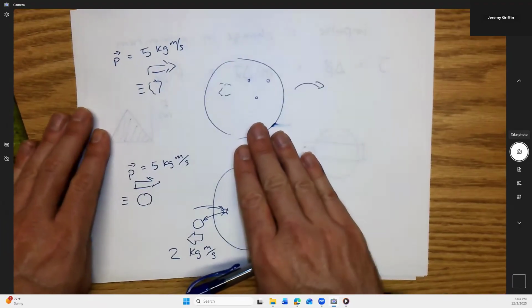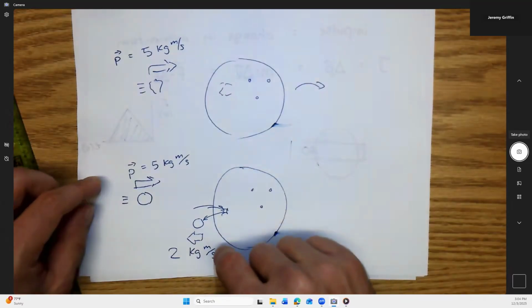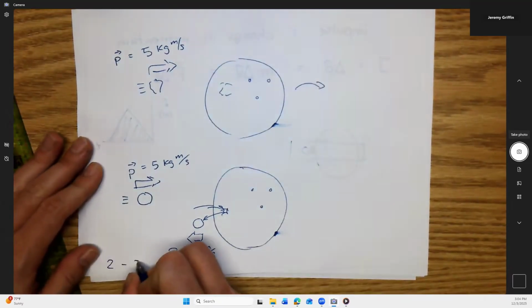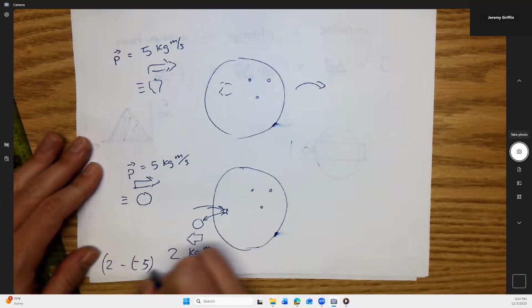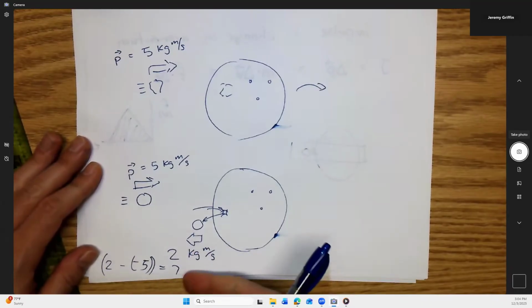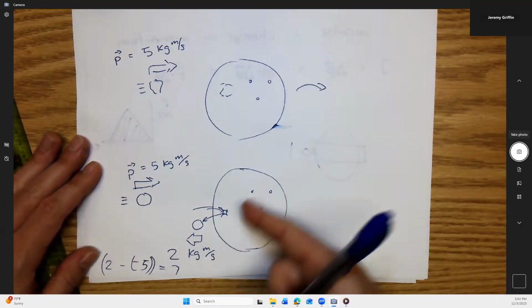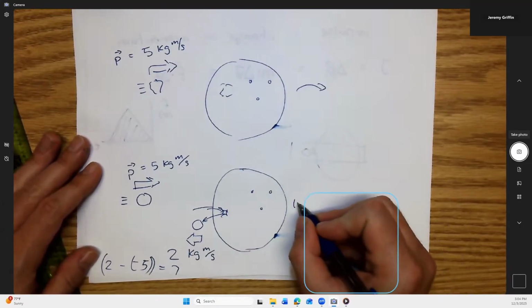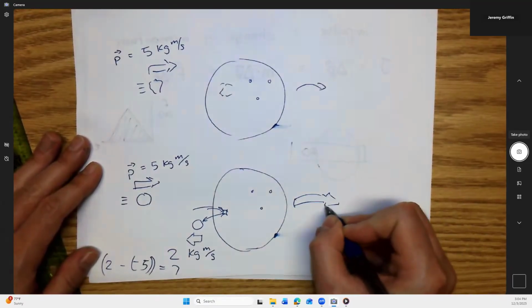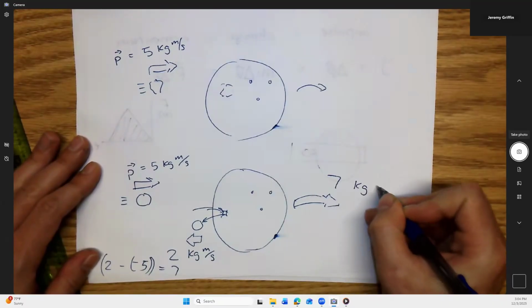A vector, which matters too to answer that question. Because it's 2 minus negative 5. Guys, 2 minus negative 5, and then kilogram meter per second. That's like 7. The change is 7. Okay? So that's what was transferred to the bowling ball. The bowling ball actually rolls off with 7 kilogram meter per second.